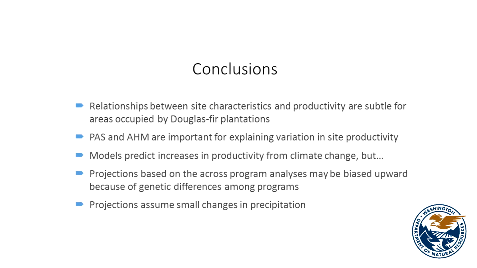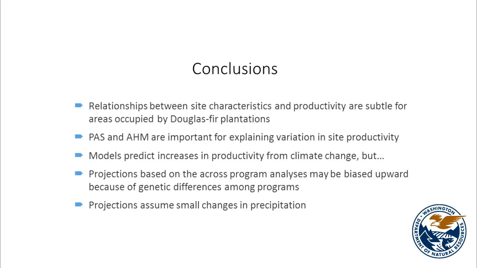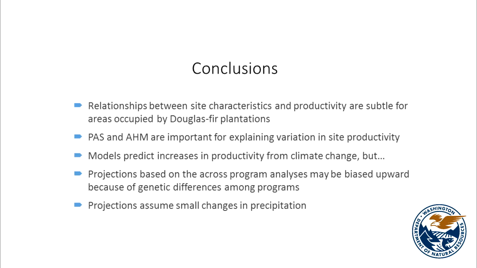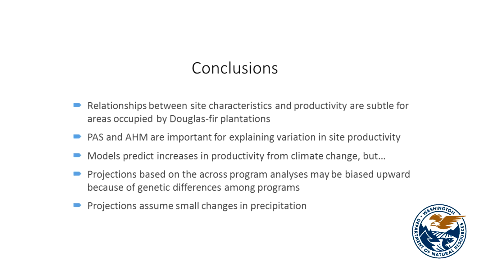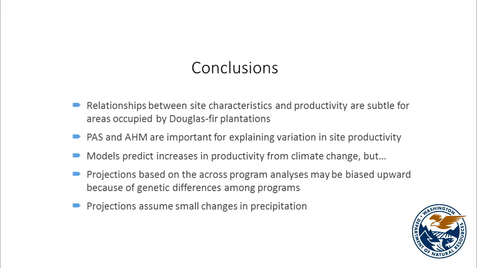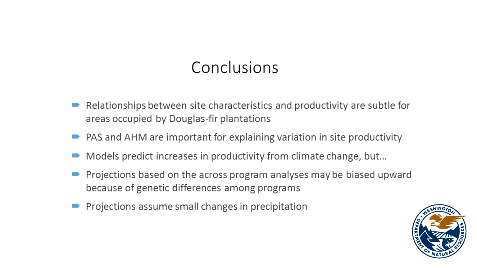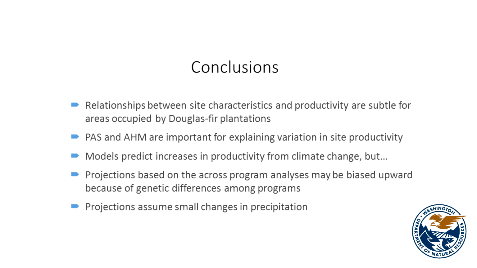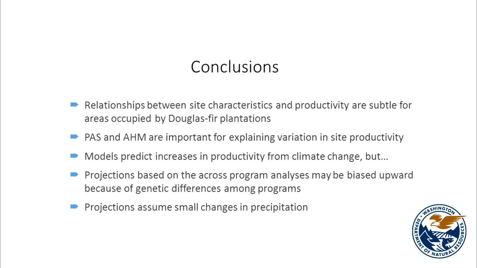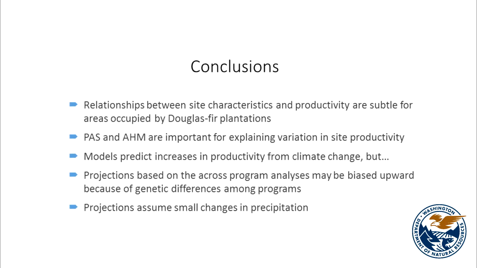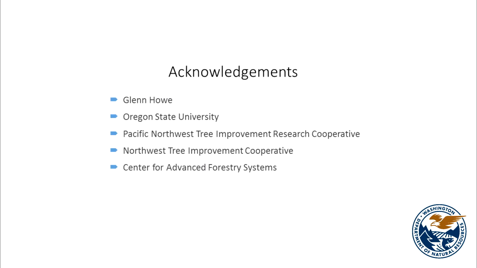And the climate projections that we're using are also assuming very small changes in precipitation. So, if those climate projections turn out to be wrong, then how does that influence this model? And, like I said, there's still a lot of uncertainty in many of these things, but I think it's still interesting information. And so with that, I would like to acknowledge my mentor, Glenn Howe.